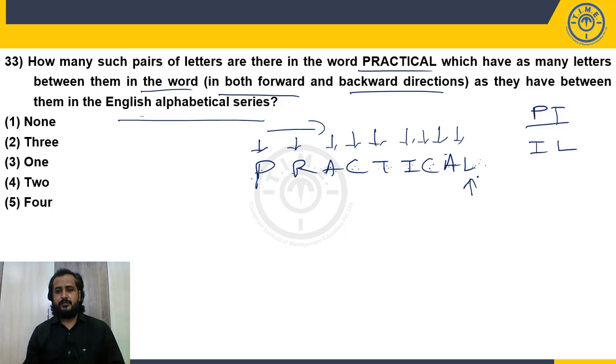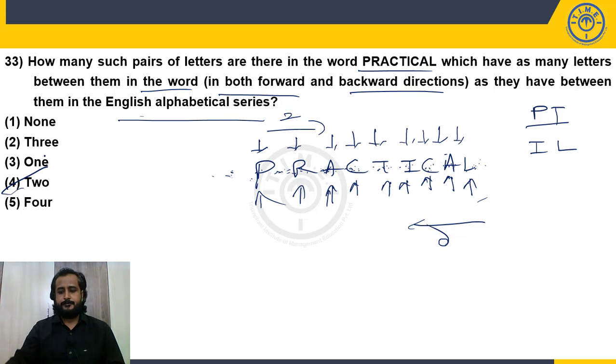Now check it in the backward direction from here to here. L, M, N, O, P, Q, R. L, M, N, O, P, Q, R, S, T. No. Next, A, B, C, D, E, F, G, H. No. C, D, E, F, G, H, I. No. I, J, K, L, M. No. T, U, V, W, X. No. C, D, E, F. No. A, B, C. No. R, S. No. So how many are there? In the forward direction 0, in the backward forward direction 2, backward direction 0. Totally 2. So choice 4.